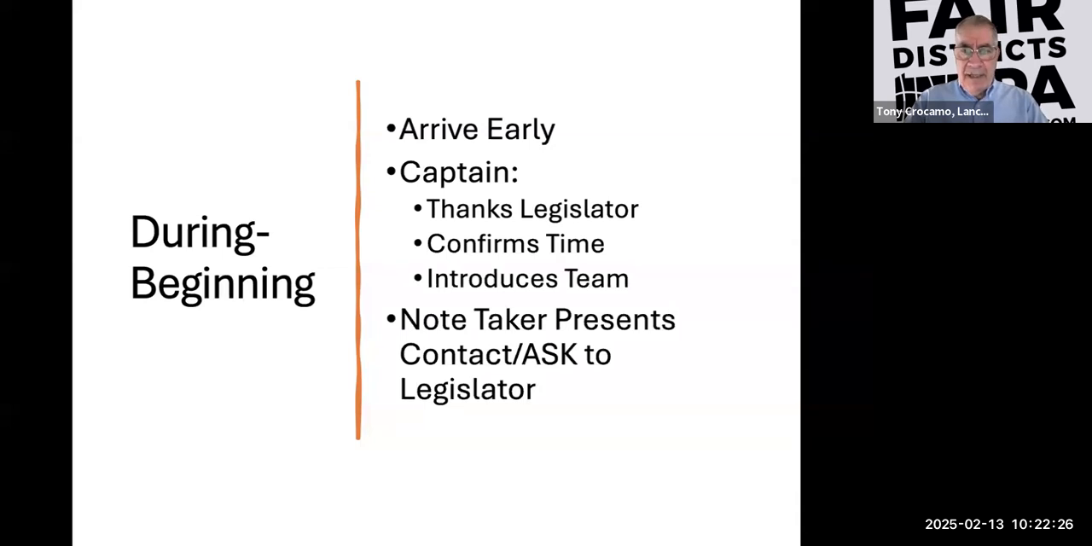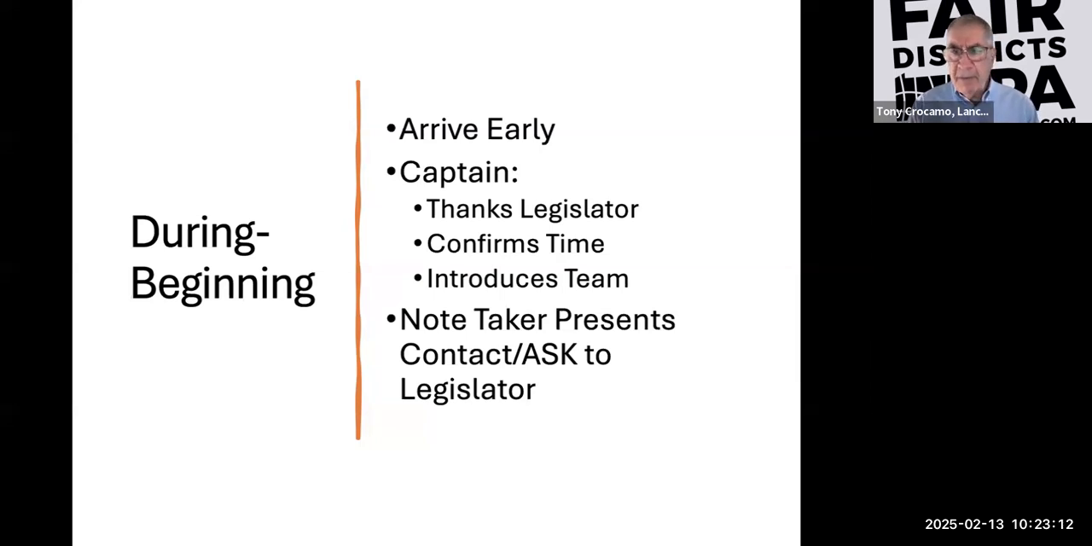The note taker presents the contact ask sheet to the legislator. Again, this is one of the templates that you'll be receiving, and it simply is the contact information for all the team members at the meeting. You want to confirm their name, their address, so that they can confirm that they're constituents, and then an email address would be fine. Doesn't have to be a phone number. And then also on that one page is the ask. We're asking you to please read and co-sponsor House Bill 31, Senate Bill 131, whichever it is. And you give that to the legislator.